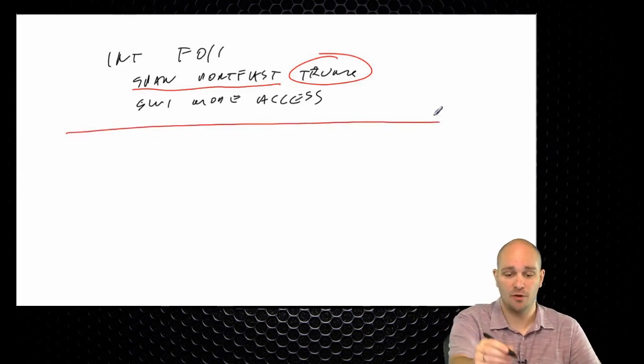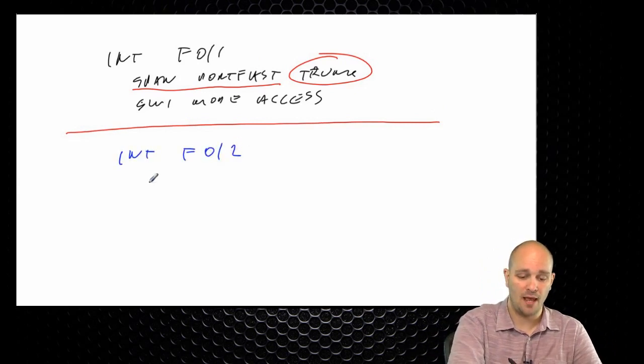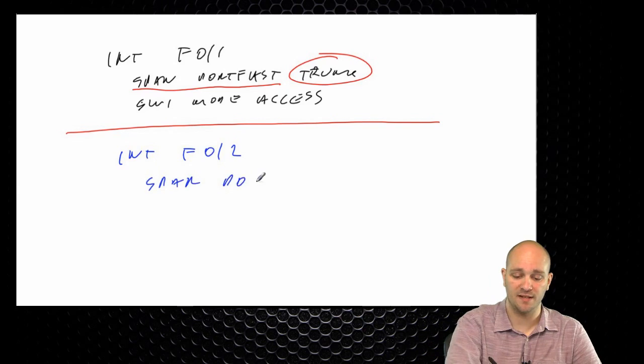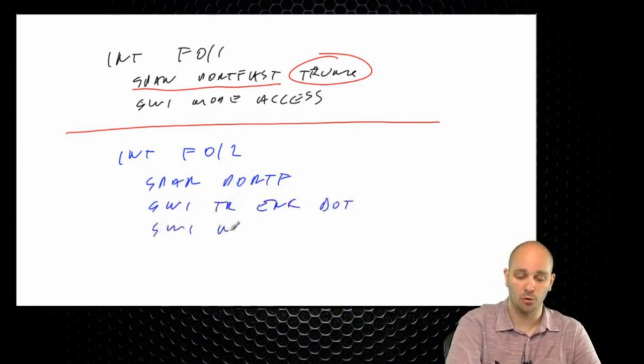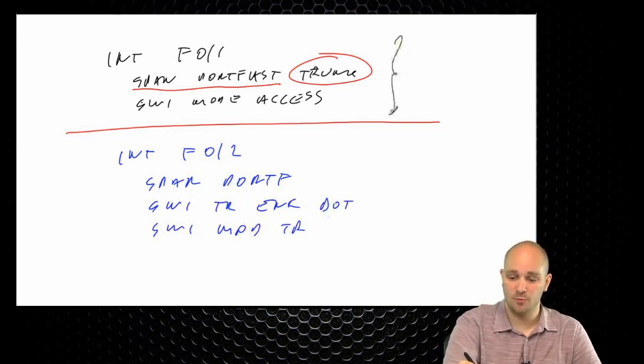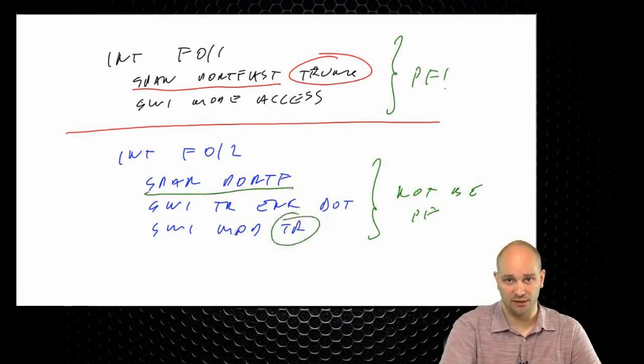So if we had a configuration that looked something like interface FastEthernet 0/2 and we had spanning-tree portfast configured and we had switchport trunk encapsulation dot1q and switchport mode trunk, so let's say here that this will be Portfast, but this one here will not be Portfast, because spanning-tree portfast here does not include trunks.